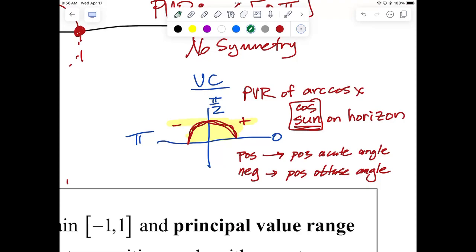That's going to be true for all of them. Every single trig function, if you start with a positive ratio, you're going to get a positive acute angle. The question is, what happens if you get a negative ratio? For arc sine, it's a negative acute angle, but for arc cosine, it's a positive obtuse angle in quadrant 2.